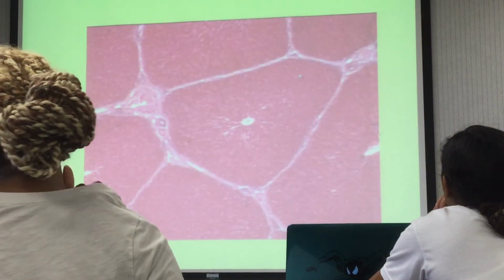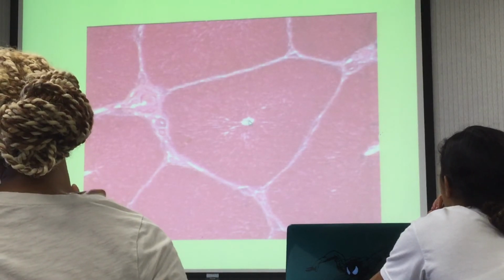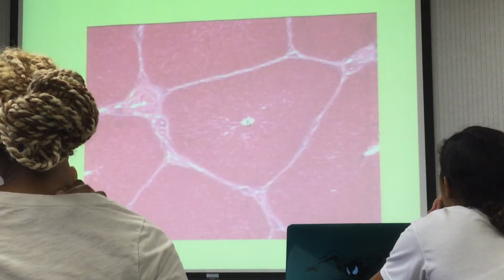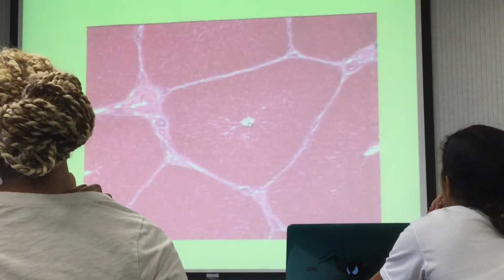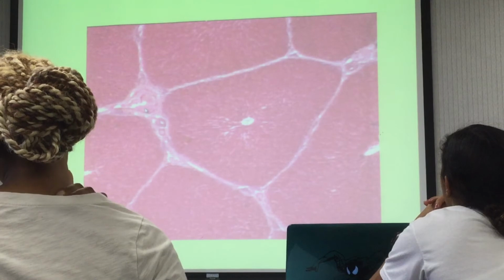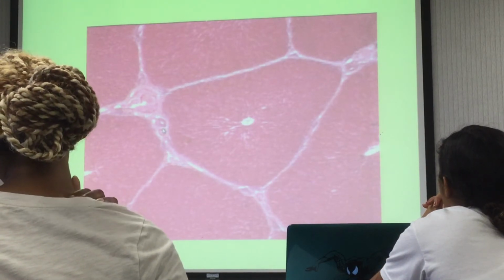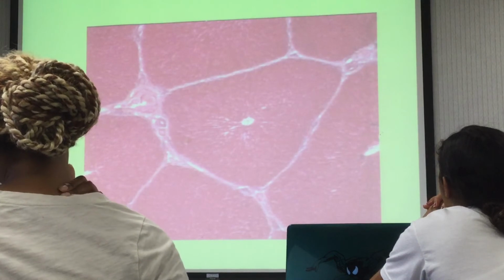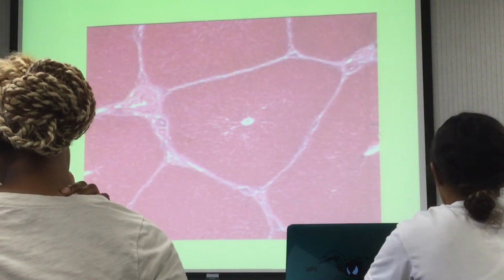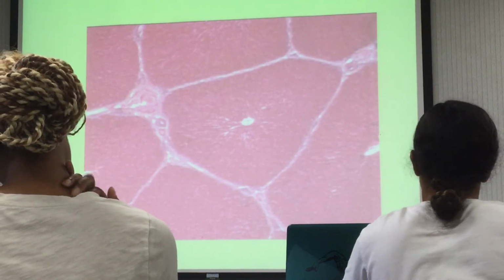What is that? That's a liver, right? If I put the arrow right in here, what is that? Central vein. What are the three structures that you see at the corner? Make sure you know about the liver. Okay? So on the corner you see portal triads. Portal triads are made of what?